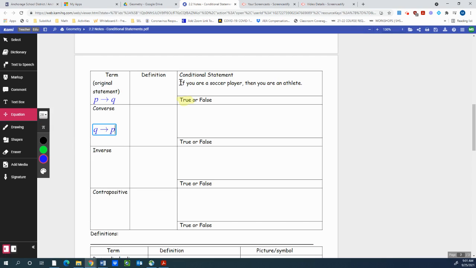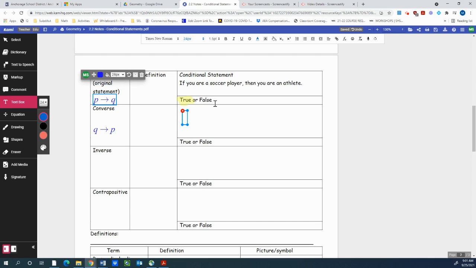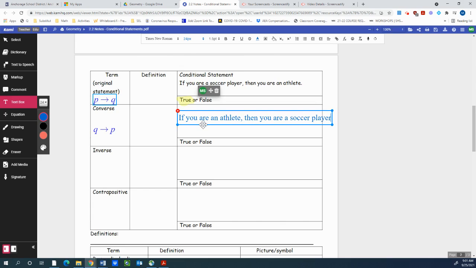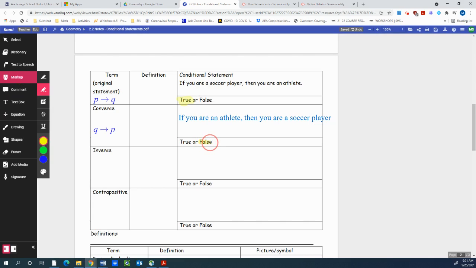Maybe I should go up here and comment that the if you are a soccer player would be in the P position, and then you are an athlete is in the Q position. So we are going to just swap around the P and the Q. It's going to say, if you are an athlete, then you are a soccer player. People typically feel that that is not a 100% true statement. We would have to answer that one as false because if you are an athlete, maybe you're a skier, maybe you're a swimmer, maybe you're some other sport. You don't have to be a soccer player.